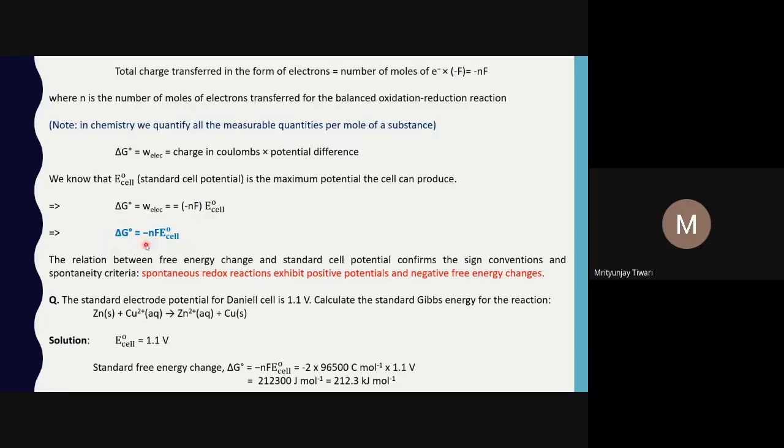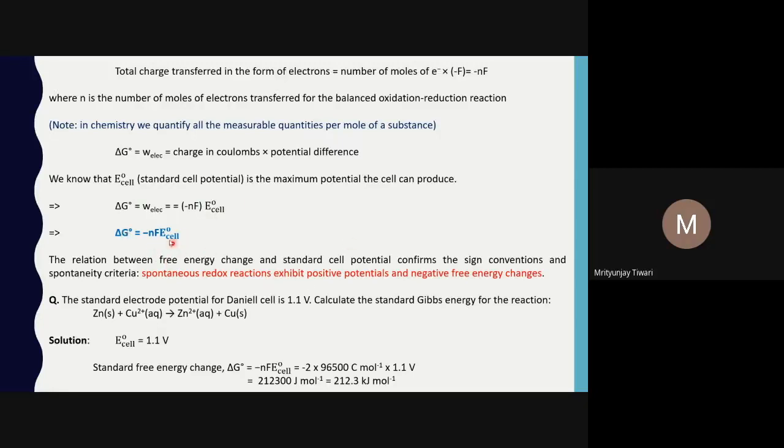Delta G naught will be negative, and delta G naught being negative, meaning less than 0, means the reaction will be spontaneous. And if E naught cell is negative, then this entire thing will be positive, and delta G naught will be positive. In such a case, the reaction will be non-spontaneous. And that is what we know.